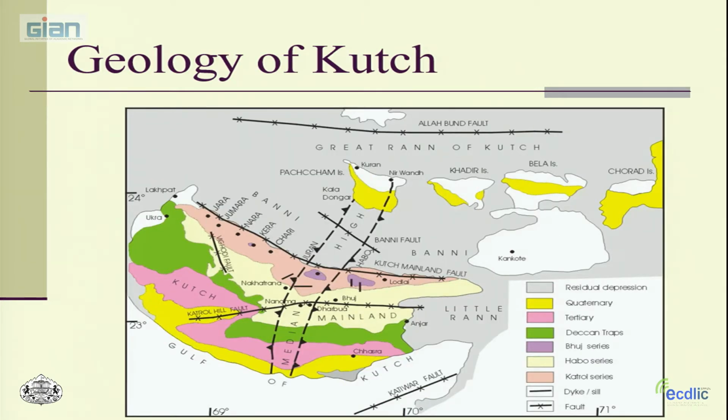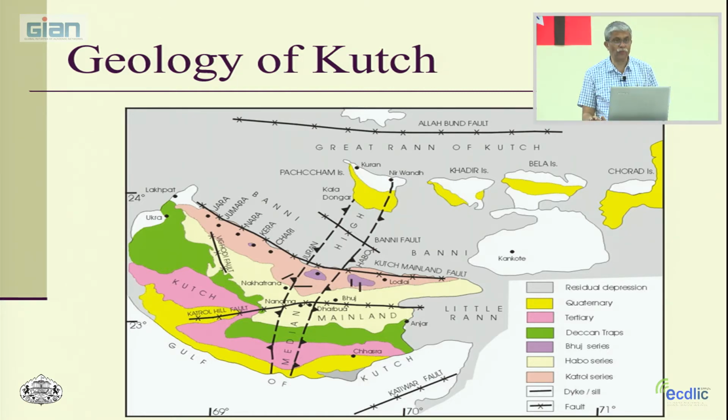This is the geological map given by Biswas a long time back, perhaps in the 70s, and herein you can see the distribution of various rock types. Basically the Kutch region is known for the occurrence of Jurassic rocks, within which you have Cretaceous, and even the Tertiary sediments are also seen present.